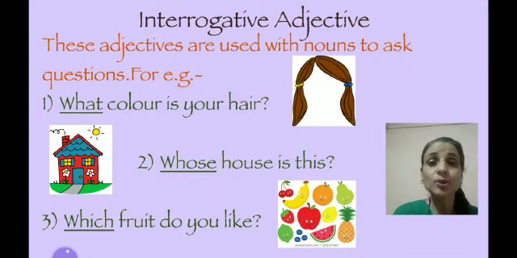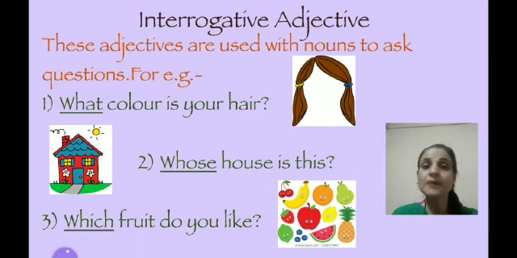Next is interrogative adjectives. Very easy. By the name only you can understand. Interrogative adjectives are used with nouns to ask a question. Like, what color is your hair? Whose house is this? Which fruit do you like? So again here, children, these adjectives are used before a noun, so they become interrogative adjectives.